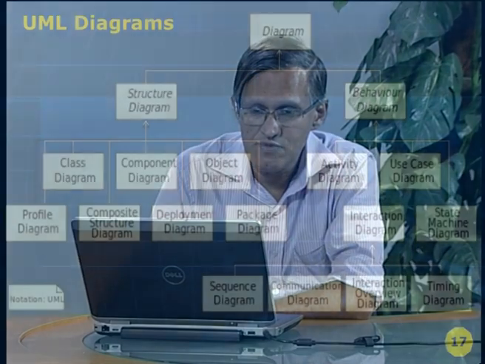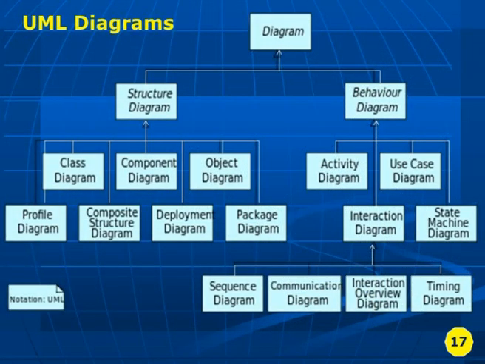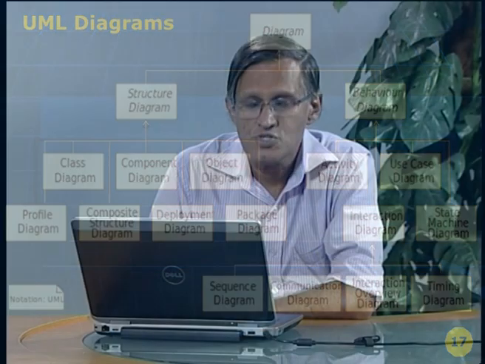If you look at this diagram, you can see the structure diagrams: class, component, object, profile, composite structure, deployment, and package are all structure diagrams. Then the behavior diagrams: activity, use case, state machine diagram, and there are four interaction diagrams: sequence, communication, interaction overview, and timing. Altogether there are 14 diagrams. You don't need to draw all these diagrams for your methodology. You can select the appropriate ones. But if you are using an object-oriented methodology, the use case, class, and sequence diagrams have to be there. Others you can use if it's appropriate.